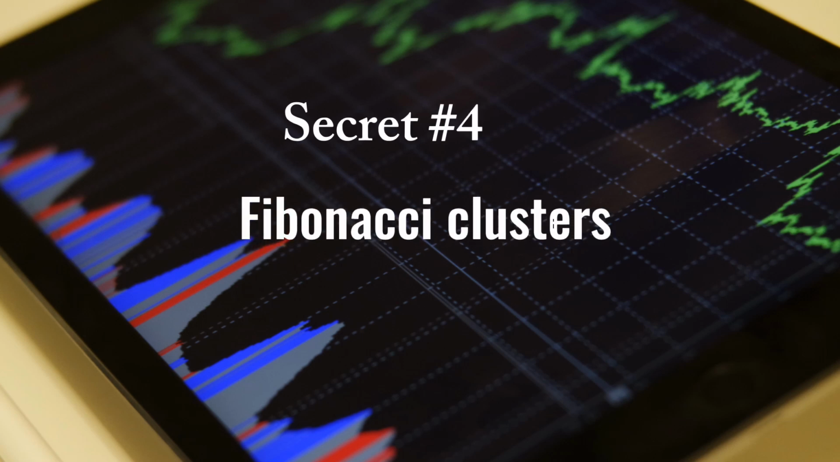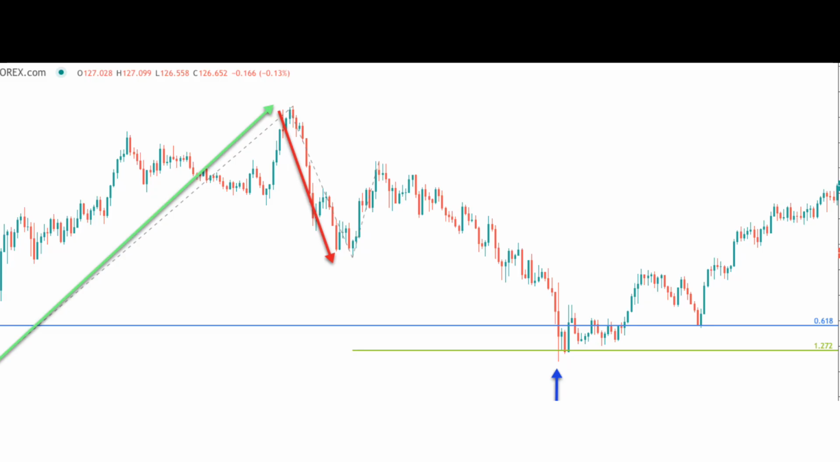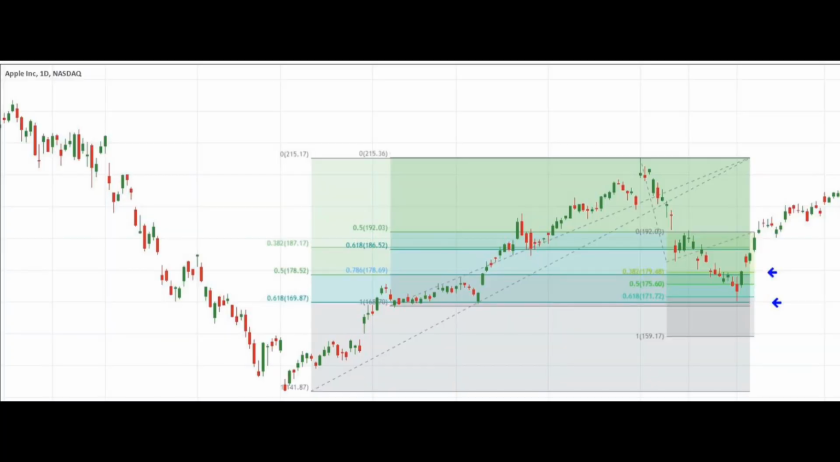Fibonacci clusters. Fibonacci clusters occur when multiple Fibonacci levels converge in a small price range. These clusters can act as strong levels of support or resistance and can be used to identify potential reversal points in the market.